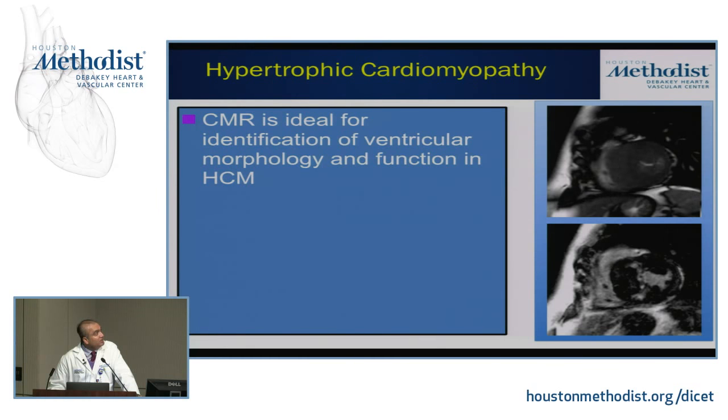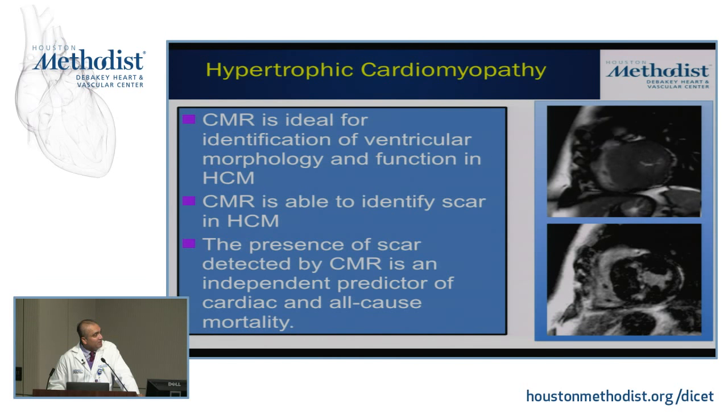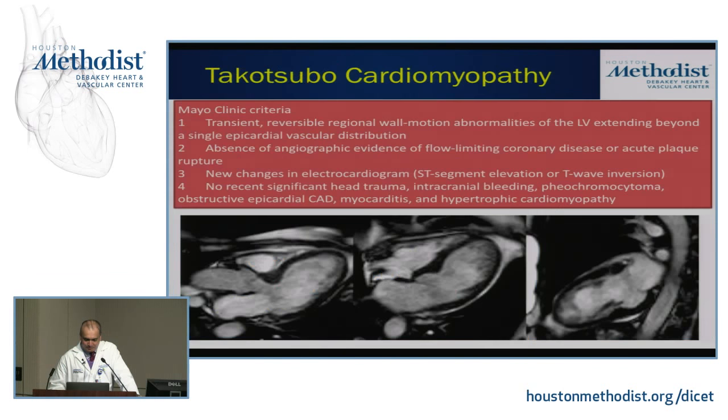So to summarize, the role that CMR has is in identifying ventricular morphology as well as function in patients with hypertrophic cardiomyopathy. It has the ability to identify fibrosis in these patients non-invasively, and it has the ability to predict all-cause mortality as well as sudden cardiac death risk in these patients.